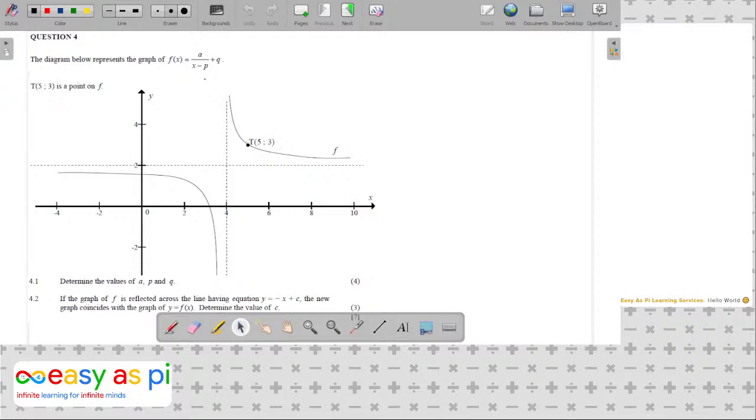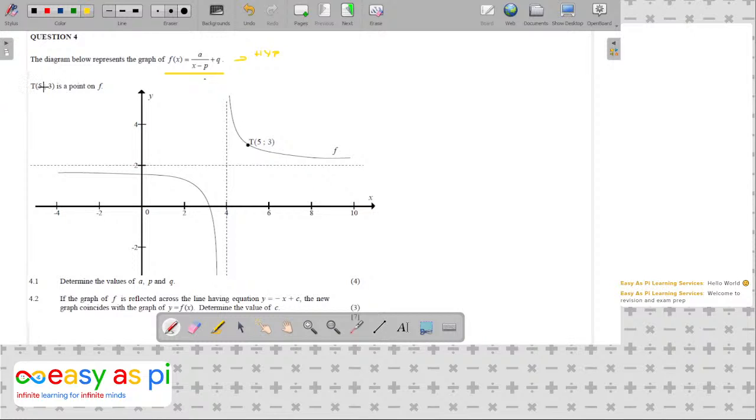Okay, so now we're going to begin, and here is what we have. This is from the 2008 November DBE question. What I would recommend is highlighting the key information in the question. So we've got the diagram that represents the graph of f of x is equal to a all over x minus p plus q. And so from our theory, what we should know is that this is the equation of a hyperbola.